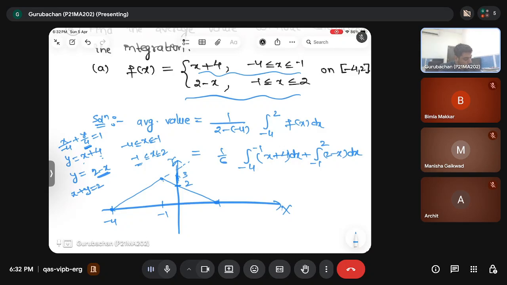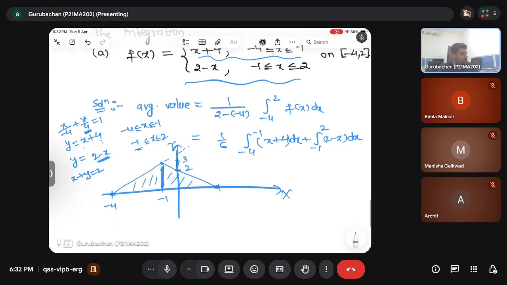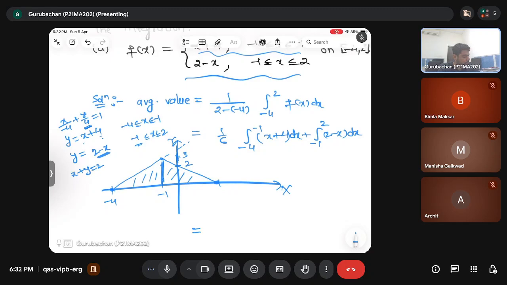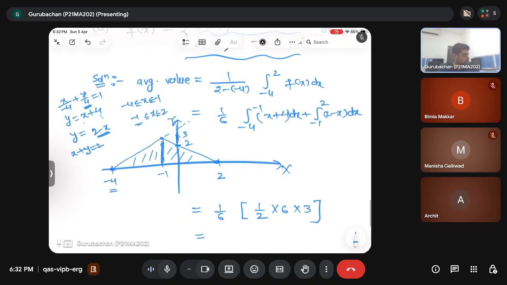So there are two things. Either this is the area of a triangle and this is the area of a triangle, and add them. Or you can see directly the whole is a triangle and this is the height. So now tell me, what is the area of the triangle? 1 by 2. What is the length of the base? From minus 4 to 2, 6. What is the height? 3. So this will be 3 by 2. Clear?